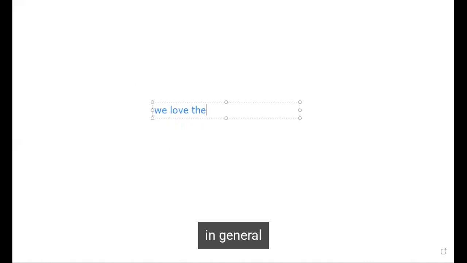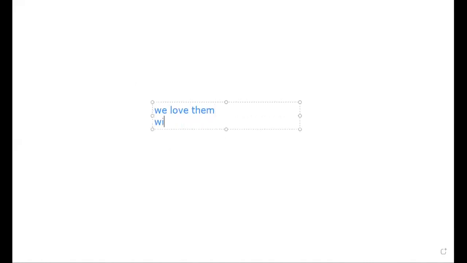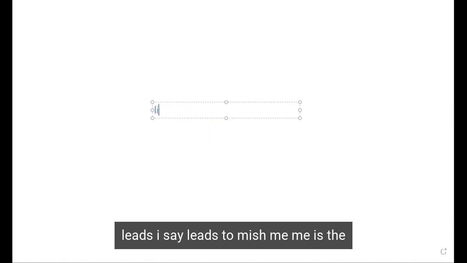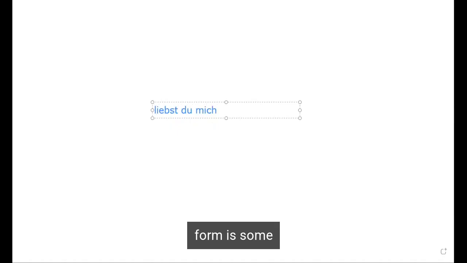We love them. Wir lieben sie. Sie is them. The form remains the same, but the nature is different. Do you love I? You say, do you love I? Liebst du ich? No, they say liebst du mich. Me. Me is the form which is mich in German. Liebst du mich? Do you love me?